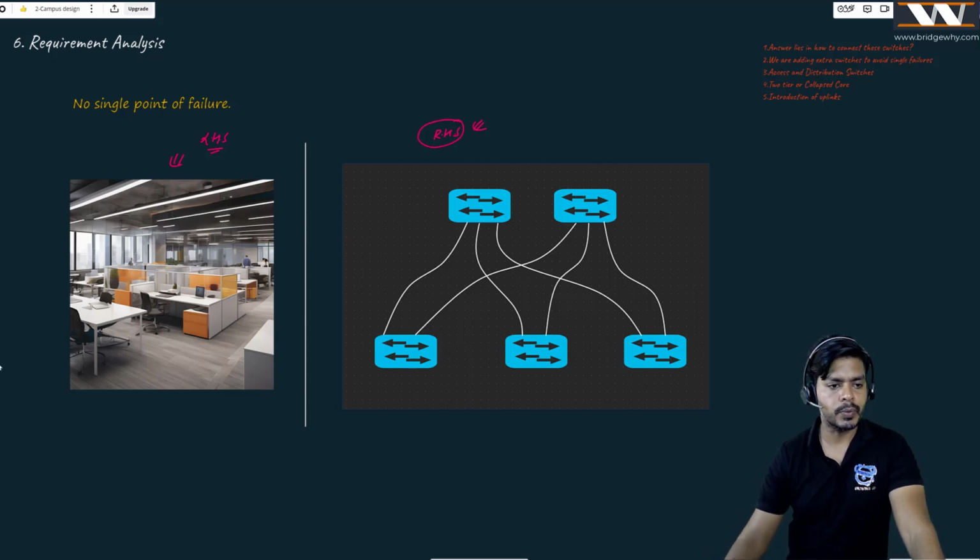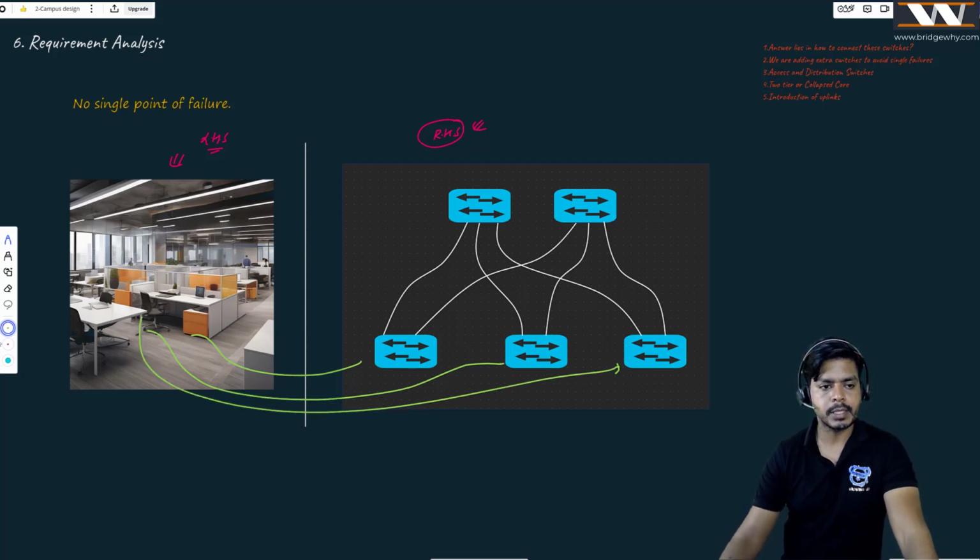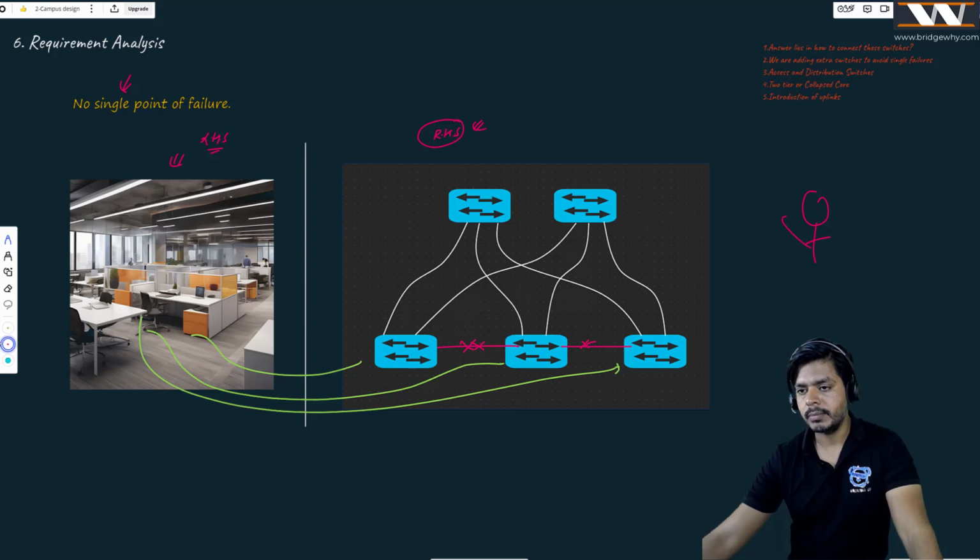So we all know for a fact that the cables are running from here to these switches, which are the access switches, right? And previously, somebody was connecting this like this, right? And we are not interested in connecting, because this results in a single point of failure, and we want no single point of failure. So we are not going to connect access switches like this. And that is where we need to brainstorm.